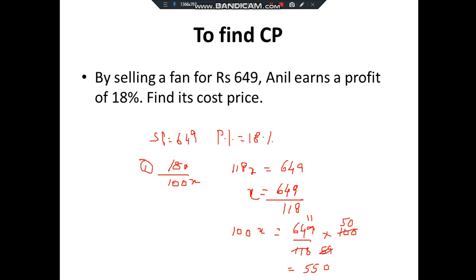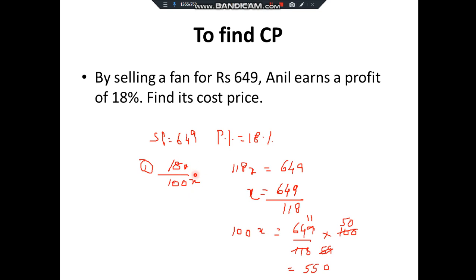See, by selling a fan for rupees 649, Anil earns a profit of 18%. Find the cost price. So selling price is equal to 649 and profit percentage is equal to 18%. Okay. So profit, convert it into fraction. We don't know the equivalent of 18%, so just write it as 18 by 100, right? Converting it to fraction, 18 by 100, in which 100x represents cost price and 18x represents profit.